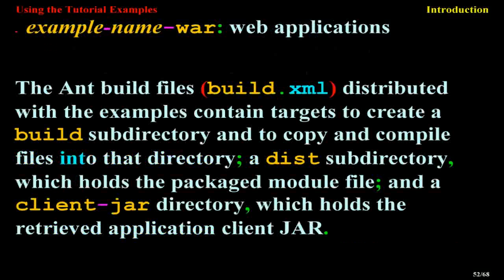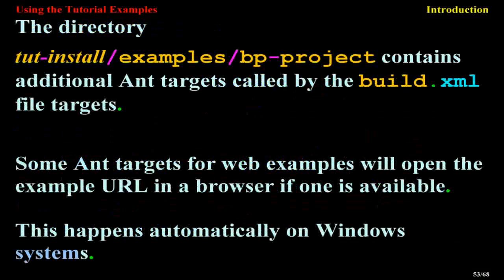The Ant build files, build.xml, distributed with the examples contain targets to create a build subdirectory and to copy and compile files into that directory; a dist subdirectory, which holds the packaged module file; and a client-jar directory, which holds the retrieved application client JAR. The directory tut-install/examples/bp-project contains additional Ant targets called by the build.